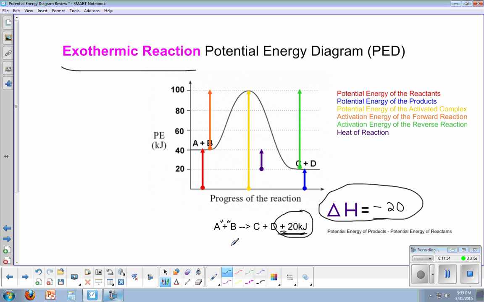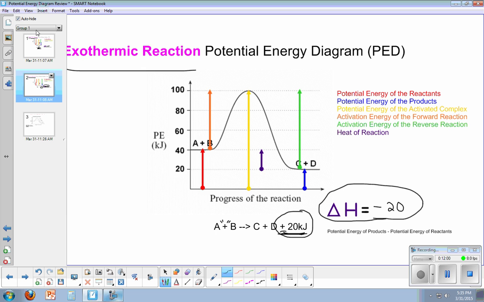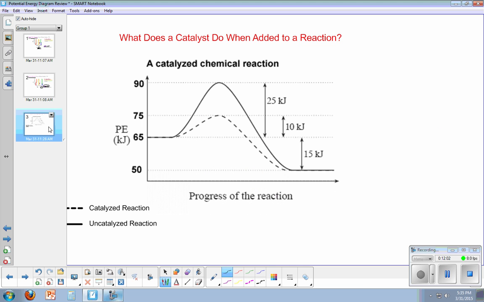So now what we're going to do is move on to what will happen if I add a catalyst in a chemical reaction. What is it going to do to the potential energy diagram? Well, we talked about catalysts and how catalysts speed up the rates of reactions. Now, how does it do it? So if you're looking at this diagram, the dotted or dashed line represents the catalyzed reaction, so if a catalyst was added, and the bold line or solid line represents if there was no catalyst added.